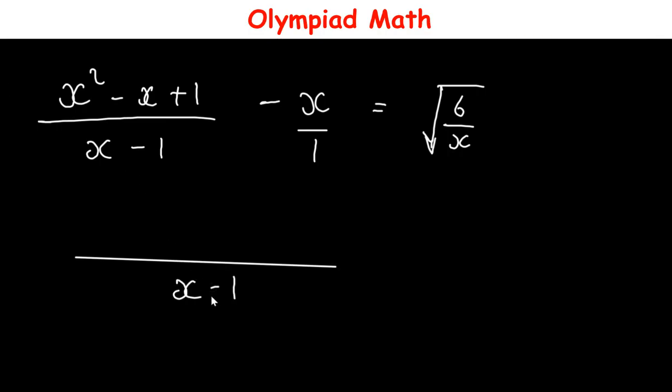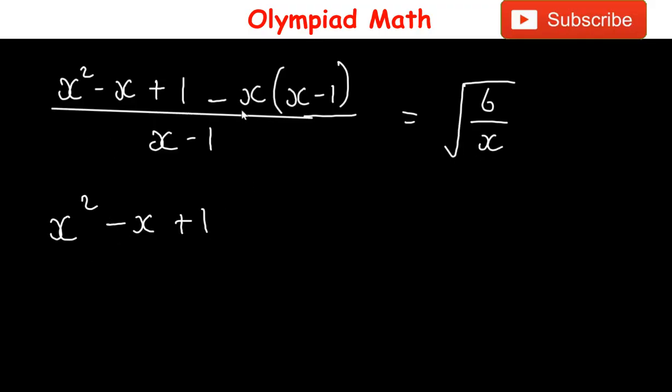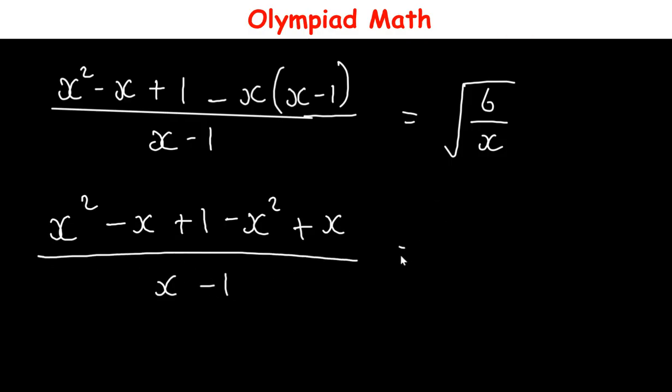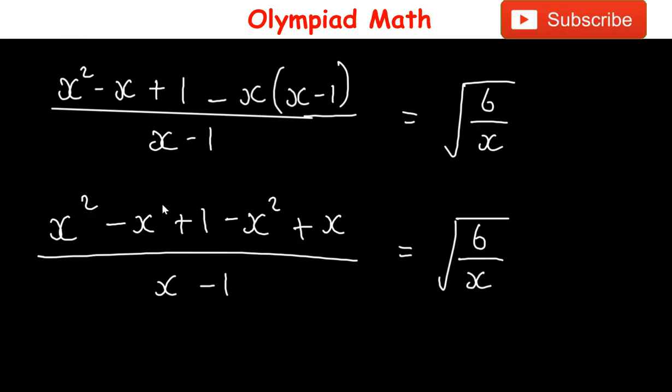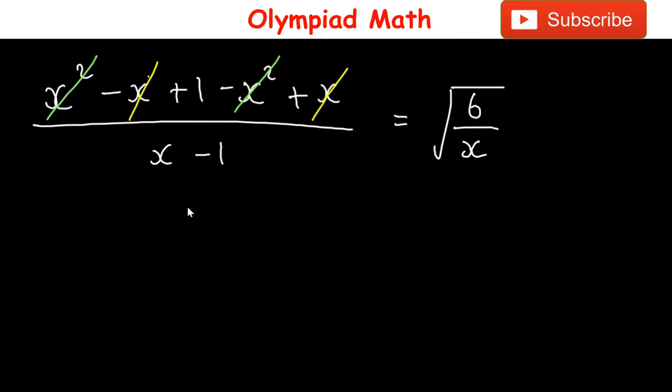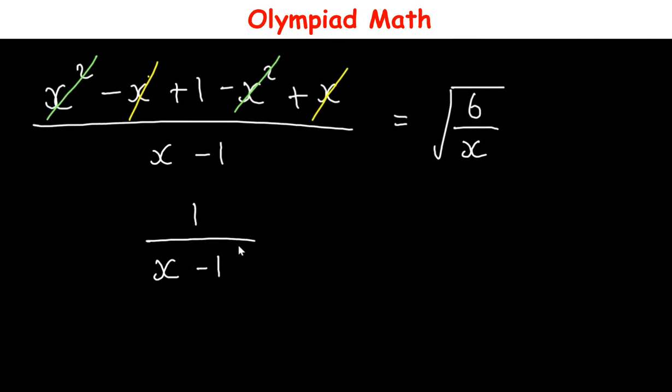So this will divide this, we have 1, and then we have x^2 - x + 1, then minus x times (x - 1), that is minus x^2 minus x times minus 1, plus x, all over x - 1, is equal to the square root of 6 over x. So looking at this, minus x will cancel plus x, then minus x^2 will cancel plus x^2. We are left with 1. So we then have the equation as 1 over (x - 1) is equal to the square root of 6 over x.